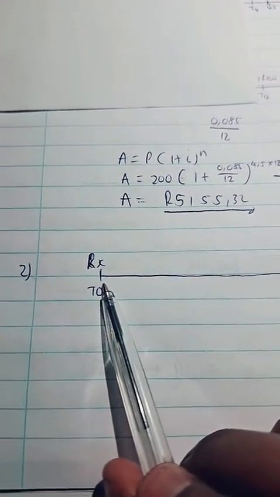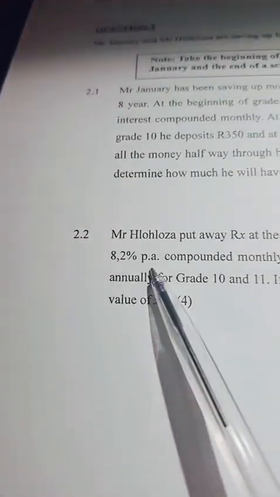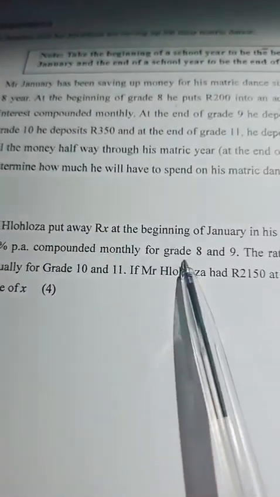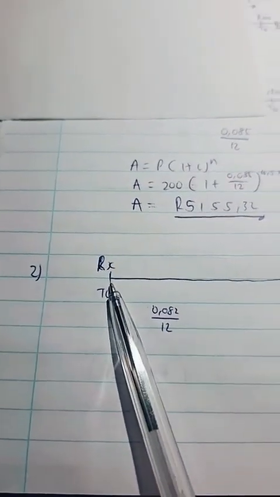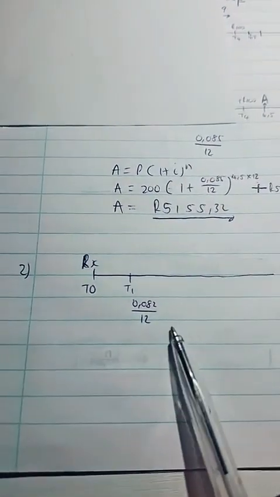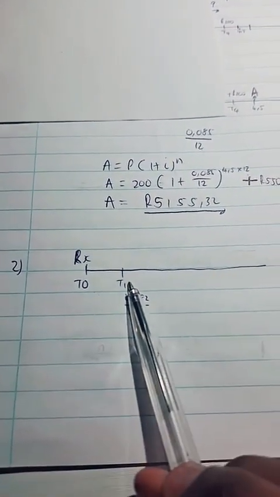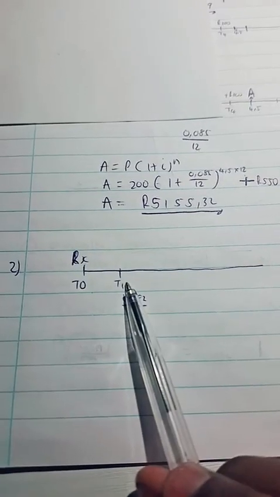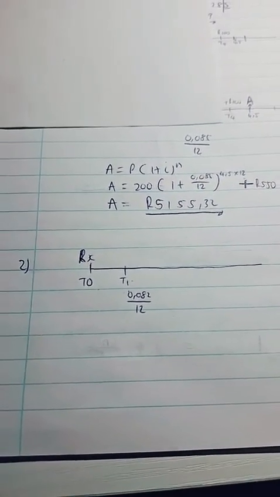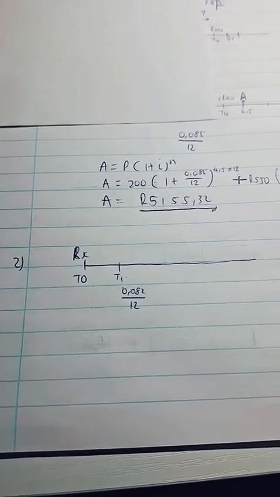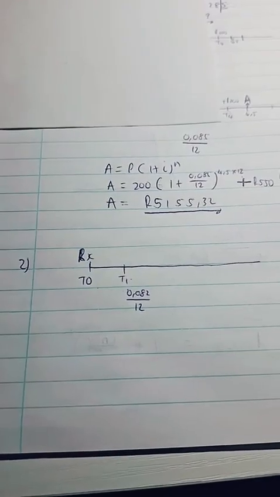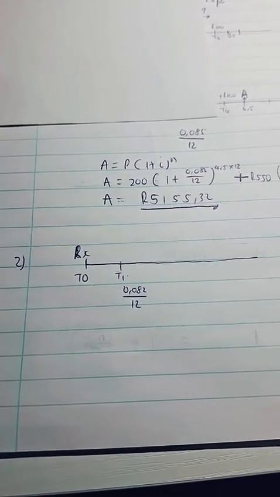The bank gives him 8.2% per annum compounded monthly. So we say 0.082 over 12, because we are told the bank gives him 8.2% per annum compounded monthly for grade 8 and 9. So for grade 8 and 9. Okay. The rate changed to 8.4% compounded annually for grade 10 and grade 11.